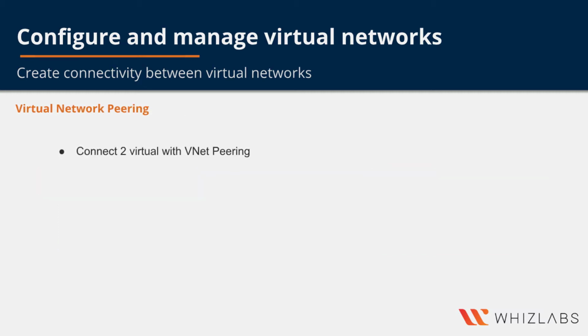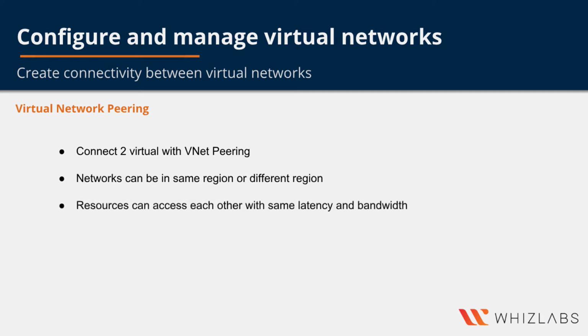You can connect two different virtual networks to each other with virtual network peering. These virtual networks can be in the same region or different regions, known as global VNet peering. Once the virtual networks are peered, resources in both the virtual networks are able to communicate with each other with the same latency and bandwidth as if the resources were in the same virtual network.